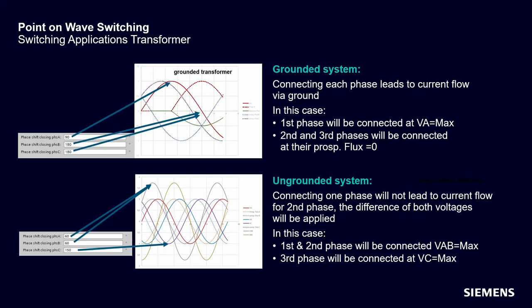Now let's see the closing of the transformer in an isolated system. As already explained in the previous slide, in an isolated system you have to start with closing two phases in order to create the current path. Therefore, here the ideal time to close phases A and B is at VAB maximum, in other words, at 60 degrees of phase A of a reference voltage. At this point, the sum of the prospective flux of both phases is zero. Last, phase C is better to close at 150 degrees. At this point, the prospective flux of phase C is zero.